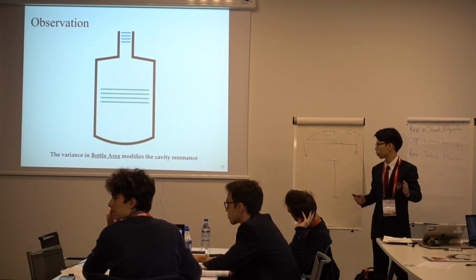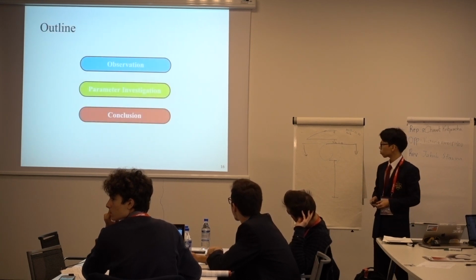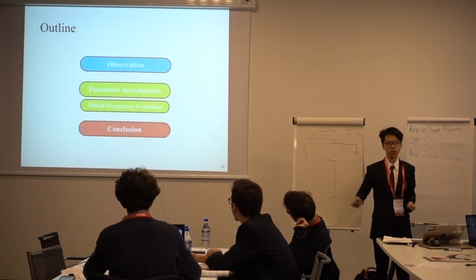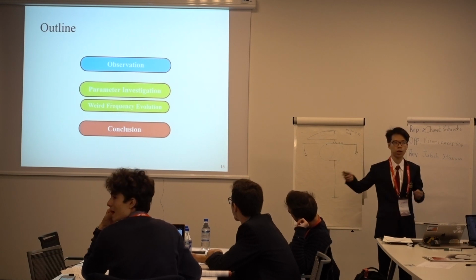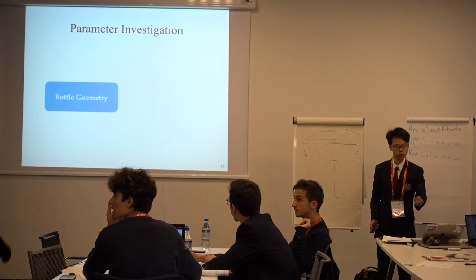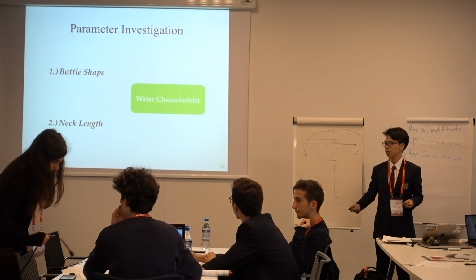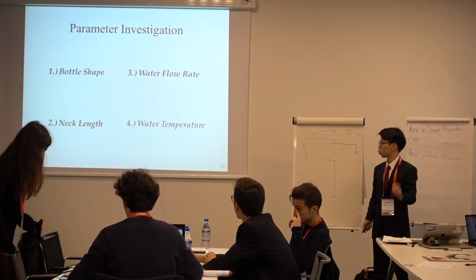So the variation in the bottle area will modify the cavity resonance. Next we're going to move on to a parameter investigation, and we're going to add the frequency evolution after that. Here we're going to investigate four main parts: the bottle geometry and the water characteristics. For the bottle geometry, we're going to be looking at the bottle shape and neck length, and for the water, the flow rate and the water temperature.